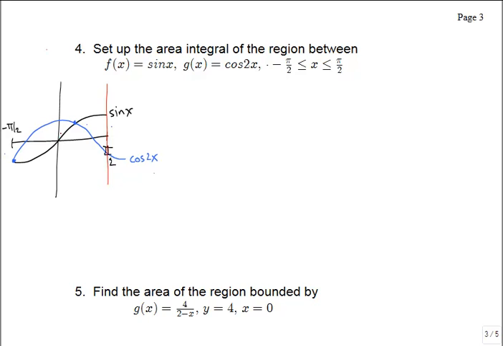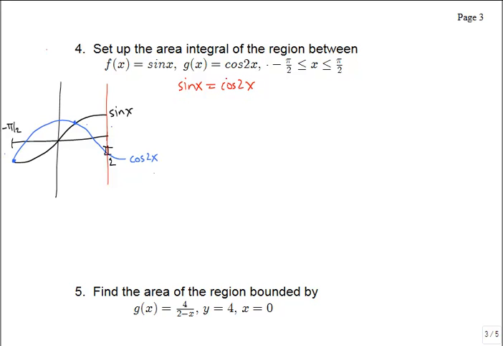So over here, we've got the blue curve, the cosine on top, and the sine curve, the black one, on the bottom. And then once we hit this middle point, then it switches. The sine is on top and the cosine is on the bottom. So let's go ahead and find those intersection points first. So I'm going to set my two functions, sine x and cosine 2x, equal to each other. And to solve this algebraically, you are going to need to use some identities.